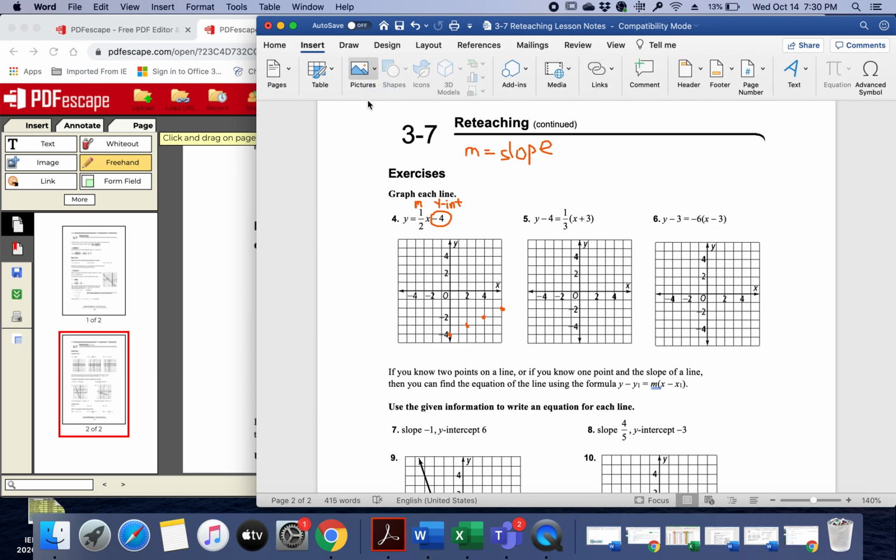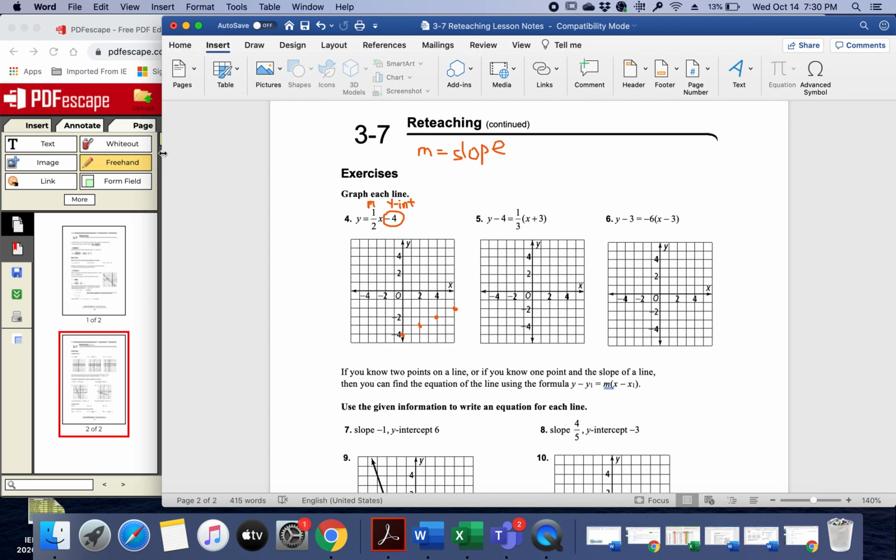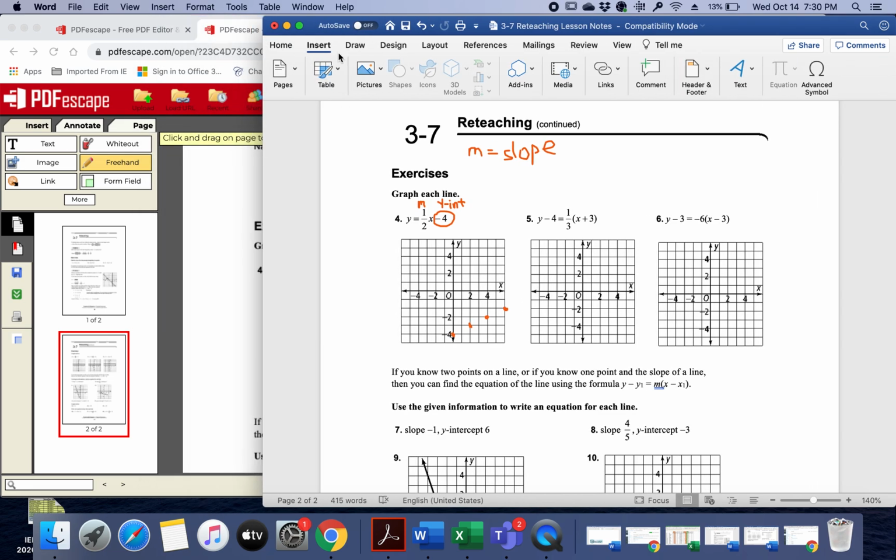Insert. Oh no, I can go to insert. Pictures? No. I might have forgotten how to do that. Shapes. Why isn't that working here? Okay, well that's not going to work for me then.